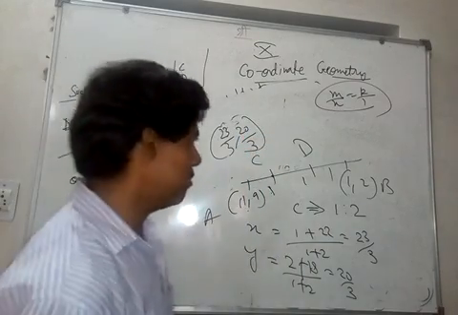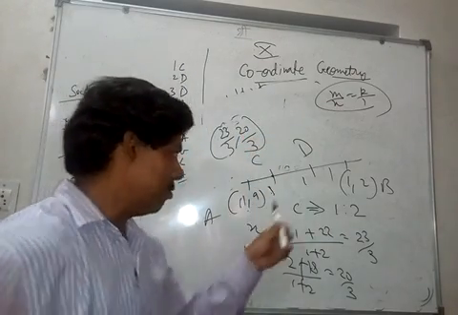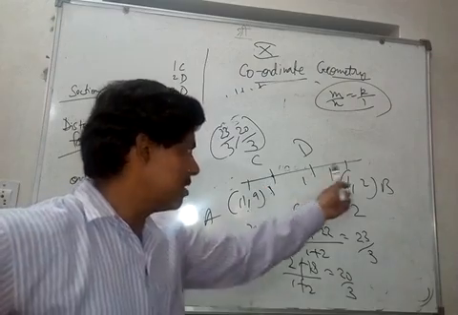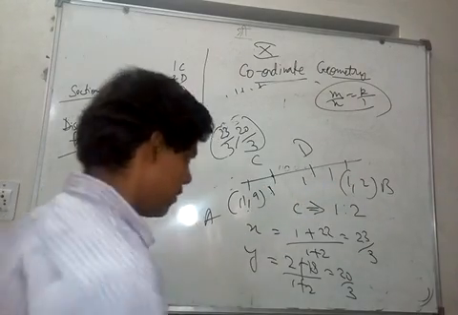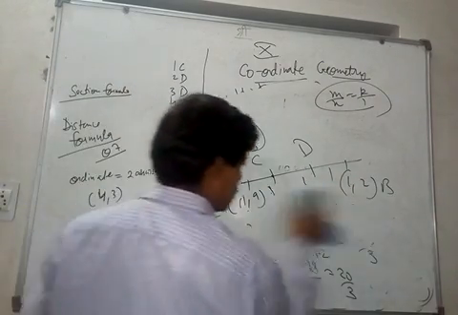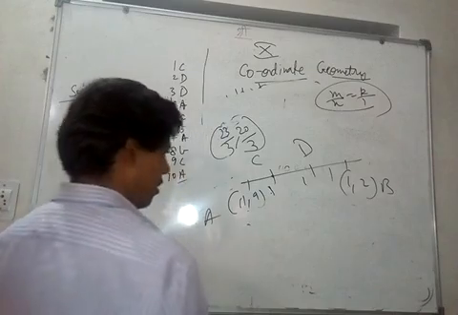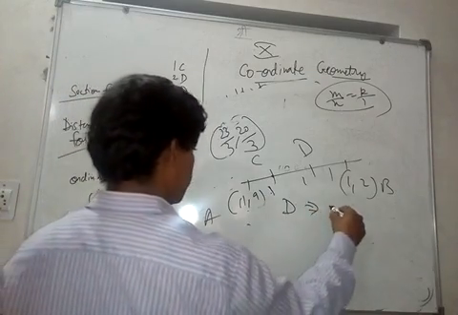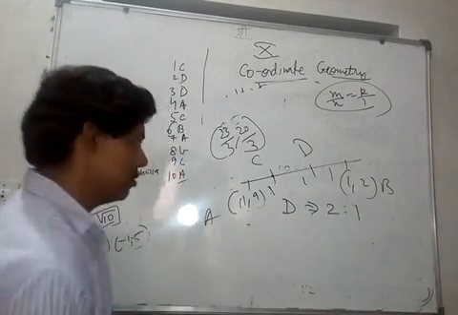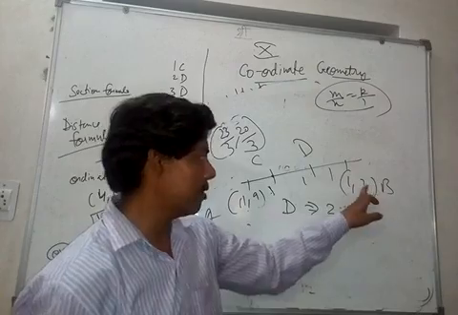What about the coordinates of D? You change the ratio. For D, this is 2 and this is 1. So the ratio becomes 2:1. For D, the ratio becomes 2:1. So now you multiply 2 multiplied by 2.